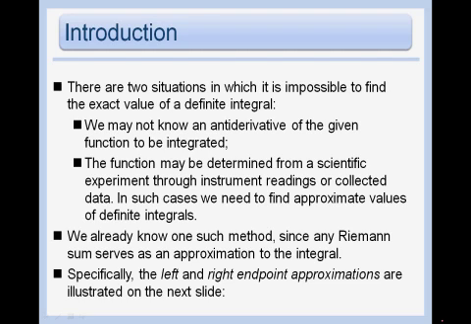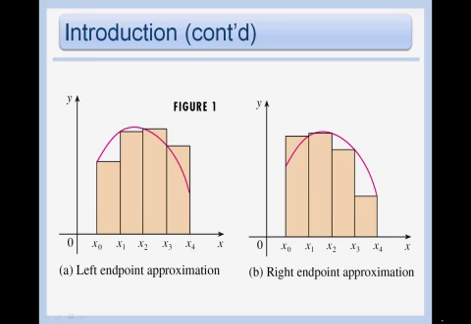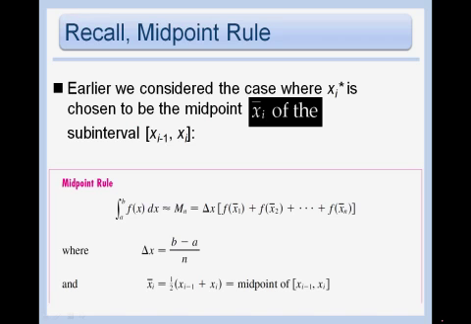We already know one such method, since any Riemann sum serves as an approximation to the integral. Specifically, the left and right endpoint approximations are illustrated on the next slide. So we've learned how to do this: in figure A, we have a left endpoint approximation of the area under the curve, and in figure B, we have a right endpoint approximation. We also learned the midpoint rule. We chose an xi bar, which was right in between the left and the right endpoint, and that was our midpoint. And so we were able to use the midpoint rule also.